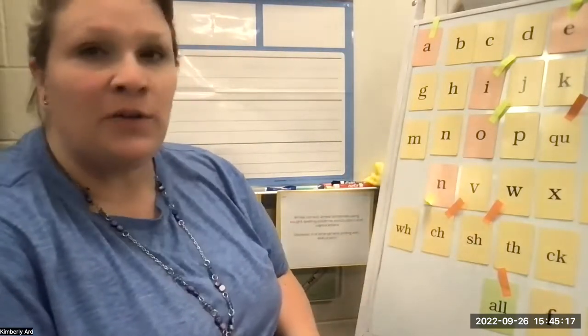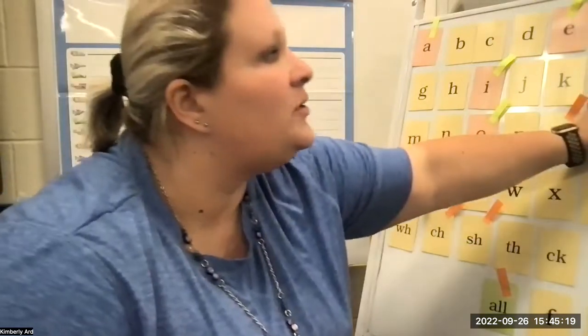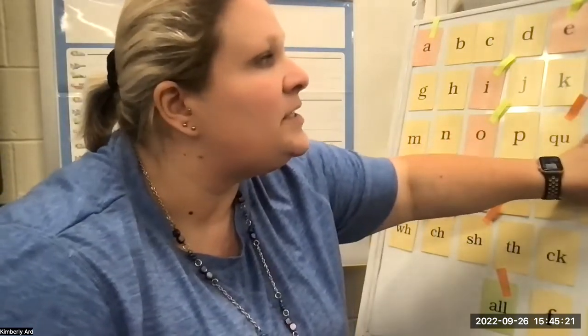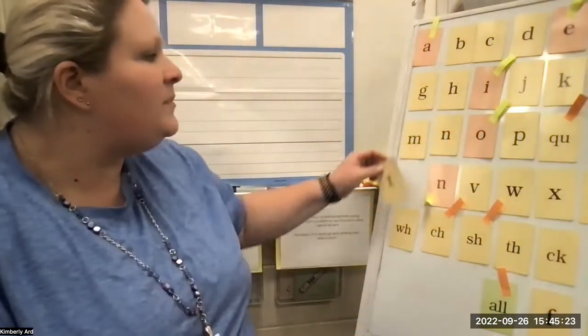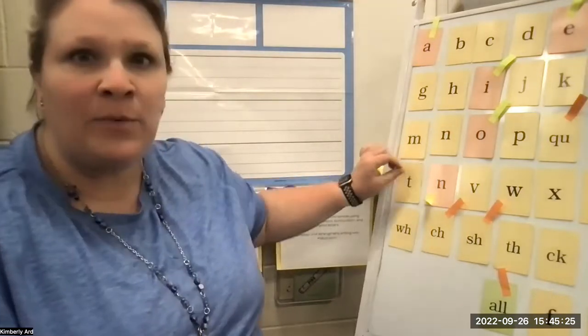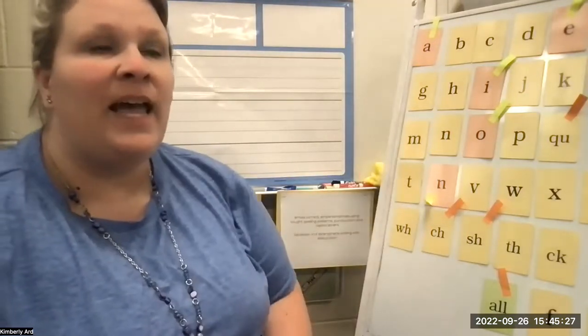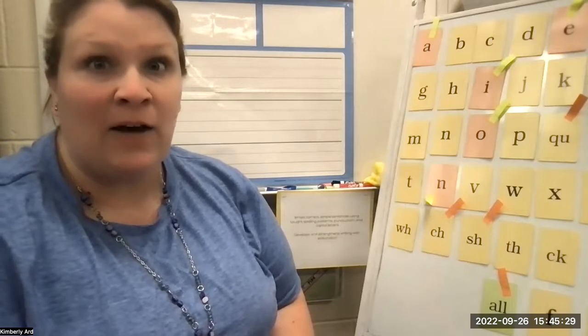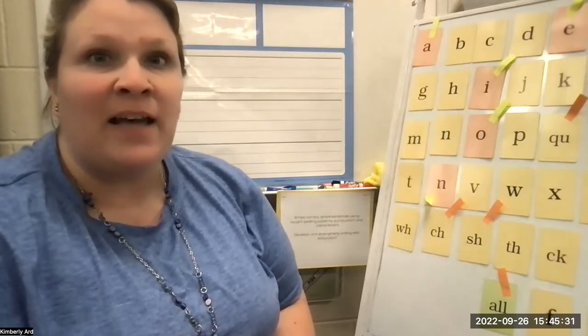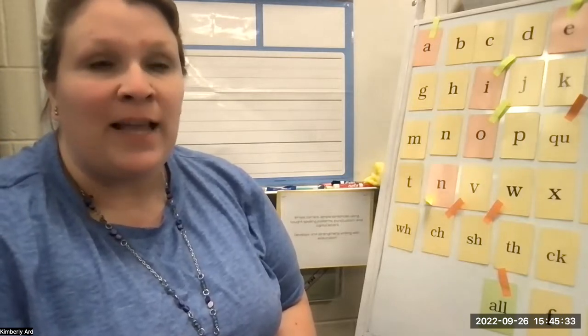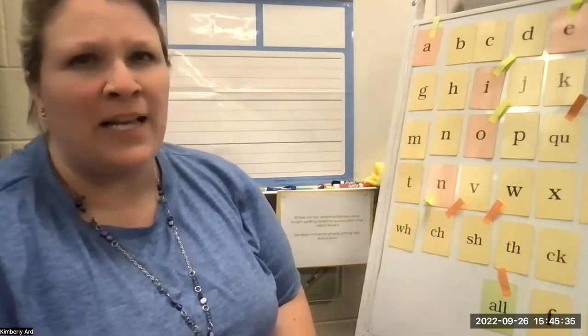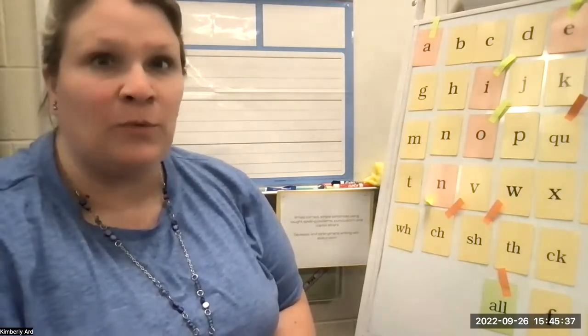Your student also reviewed a closed syllable, which is simply a syllable that has a consonant following the vowel, and it makes that vowel sound short, and that becomes a closed syllable. So that's what they reviewed in Unit 1.